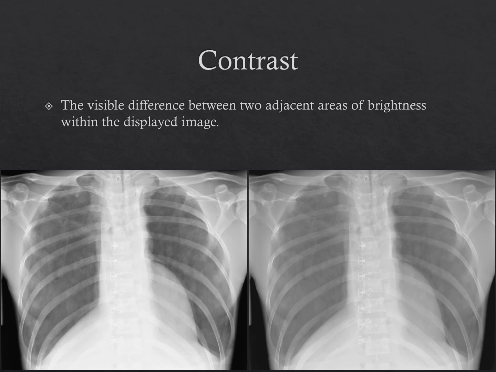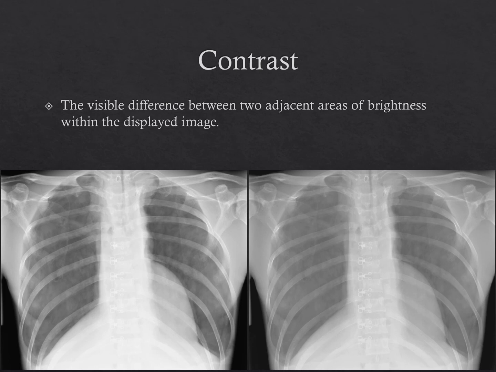All right, we've talked about contrast a little bit before this past week, but I wanted to show you this particular example. So again, contrast is the visible difference between two adjacent areas of brightness within the displayed image. In this image on the left, you'll notice this is your typical chest image. You can easily pick out the scapula on both sides. I can see all the body structures, the clavicles, the ribs. I can see the heart, the diaphragms, costophrenic angles here at the edge.